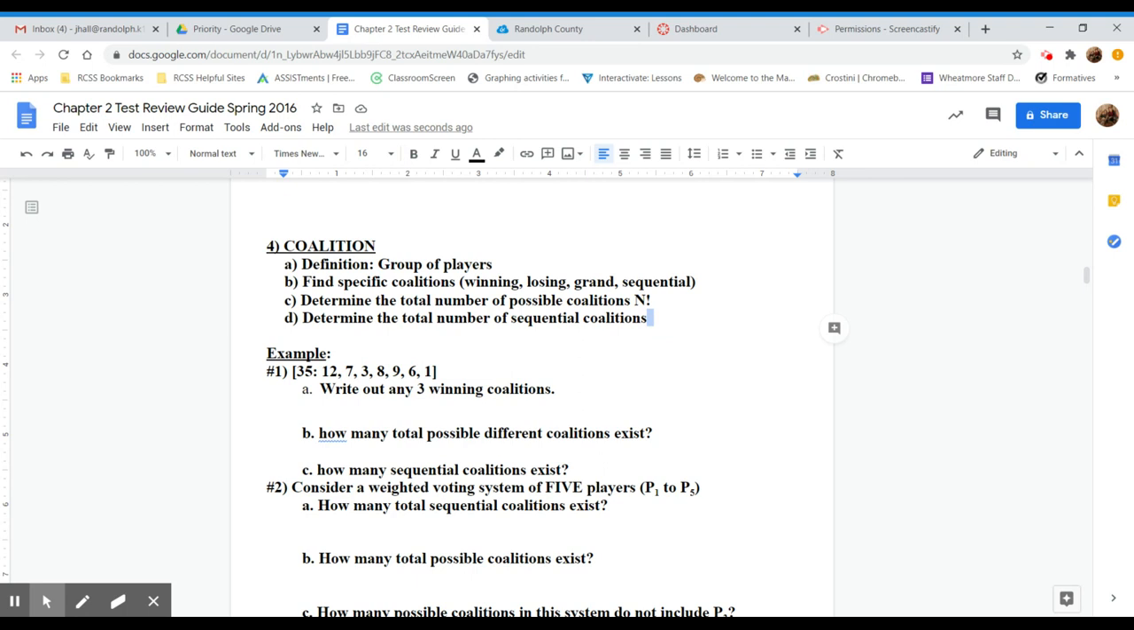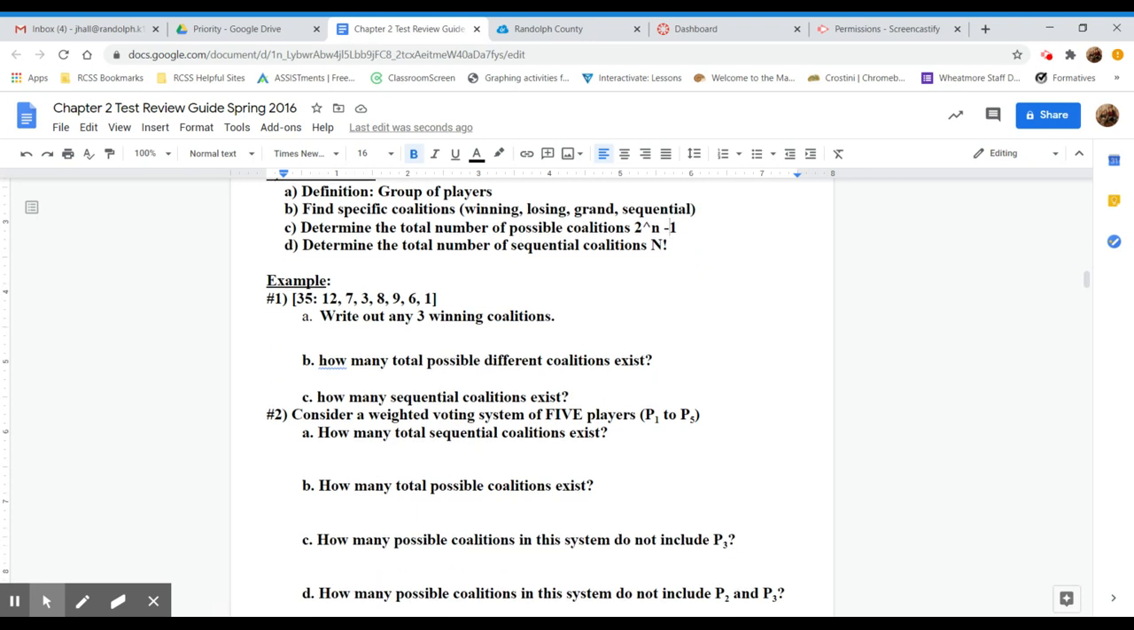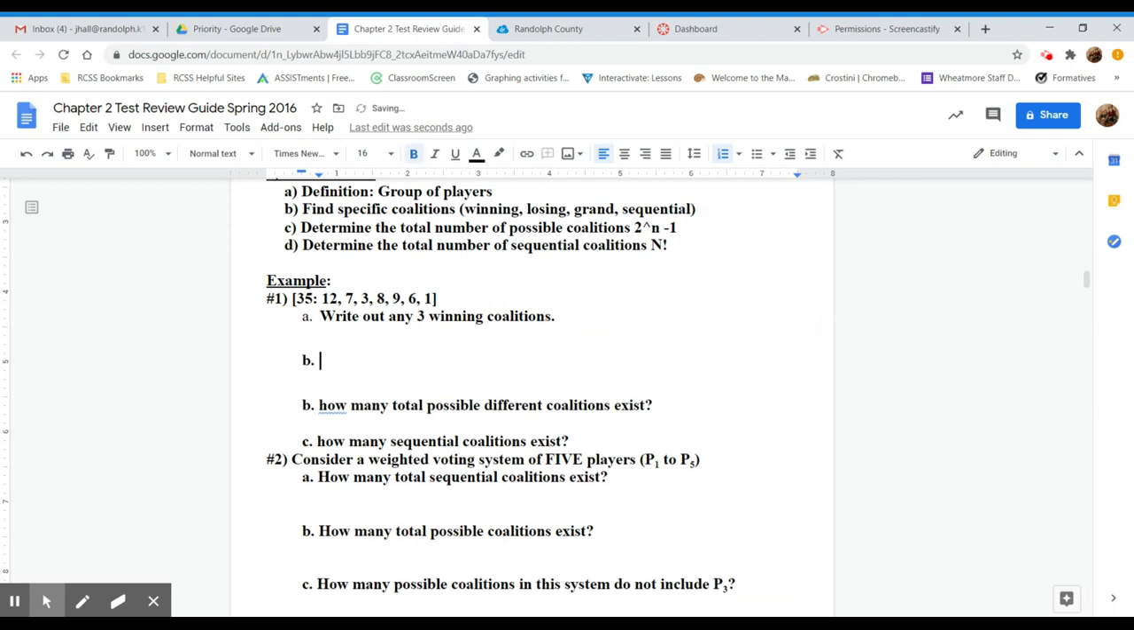Actually, no, that one is for sequential. Let's correct that, n factorial for that one. The total number of possible coalitions is 2 to the power of n and then minus 1. That gives me the total number of possible coalitions. Not sequential, but just possible. So write out any 3 winning coalitions here for this first example.